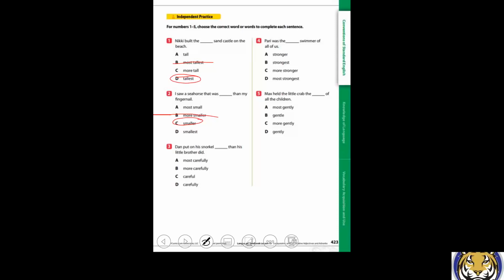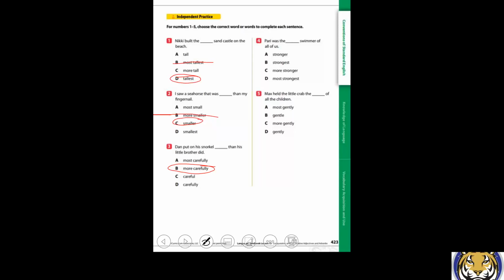Number 3, Dan put on his snorkel blank than his little brother did. Most carefully, more carefully, careful, or carefully. Well, carefully is ending in ly. So Dan is being compared to his brother, and we know that we use more when we're comparing two actions. So the answer choice would be B, more carefully.